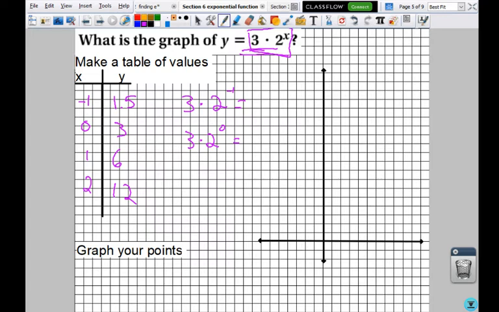So I have -1, 1.5. Left 1 up to 1.5, put a dot. You're going to estimate that, it's fine. I have 0, 3, means I'm going left and right 0. Then up 1, 2, 3. I have 1, 6. I'm going right 1, up 4, 5, 6. And then I got 2, 12, right 2, up 7, 8, 9, 10, 11, 12. And our dots are going to look like this.